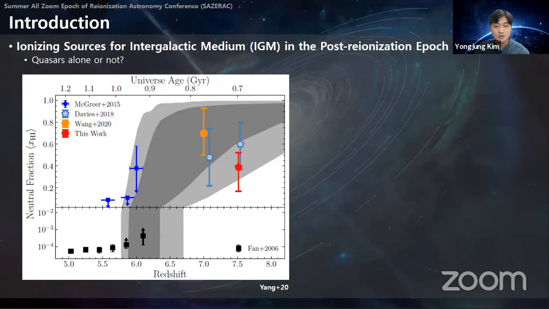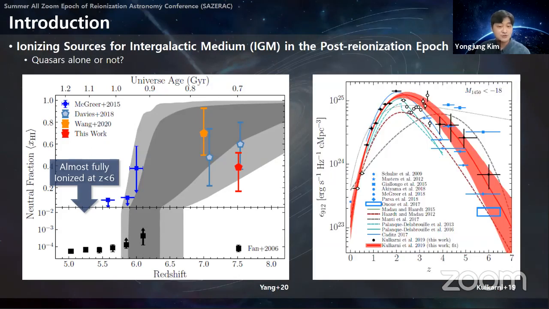Now it has been widely known that the intergalactic medium, or IGM, has been almost completely ionized after redshift 6. As shown in this figure, the neutral fraction dramatically dropped at around redshift 6. But it was debated what ionizing sources can maintain the ionization state of the IGM in the post-reionization epoch. Quasars radiate a huge amount of UV photons by accreting material onto their central supermassive black holes, so they are regarded as potential contributors.